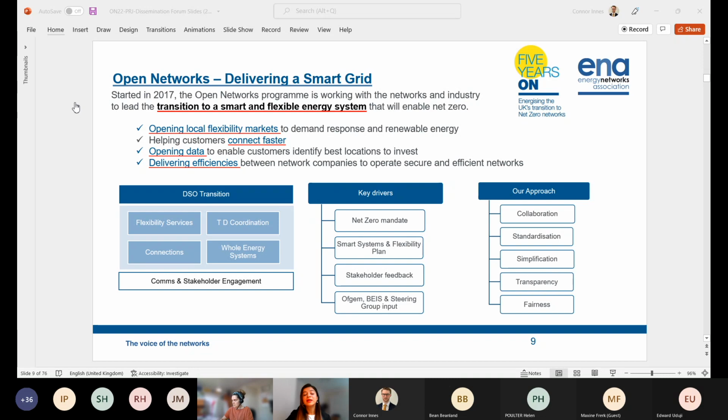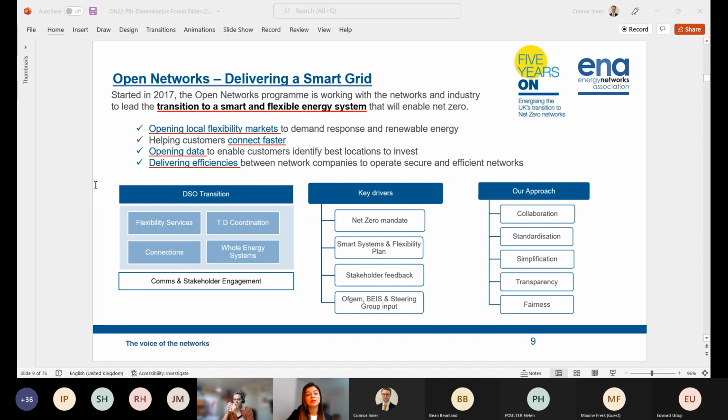So in a nutshell, the project is really looking at how we actually change the way we operate to become that smart and flexible energy system of the future. And what we are looking at as part of that is how we can open up local markets for flexibility. Flexibility is going to be a key part of that smart grid. So we are helping to open up those local markets for flexibility to renewable energy and demand response. We're also looking at how we can help customers connect faster to the network.